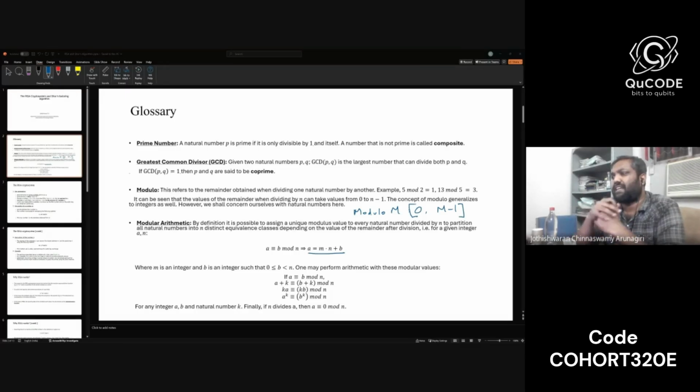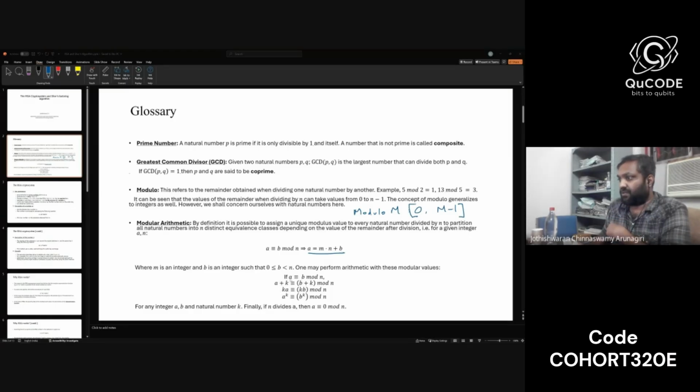So if I'm saying this symbol here, this is supposed to be read as "congruent to B mod N." You can just pronounce it as that. Essentially, what we are saying is this number A is equivalent to the modular class, or modulo class, B with respect to N. Essentially, this contains all numbers A such that when divided by N, they give a remainder B.